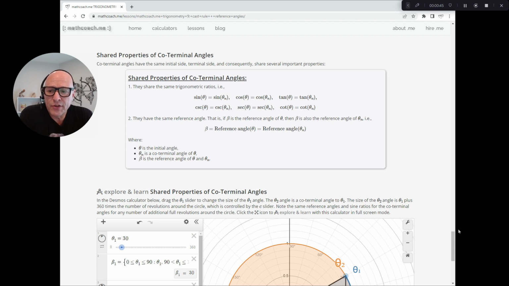First of all, the trig ratios are the same. They return the same value. So the sine of theta and the sine of a coterminal angle, theta n, is going to be the same, and that applies to cosine, tan, and the reciprocal functions as well. Also, they have the same reference angle. So regardless, 45 degrees and 405 degrees will have the same reference angle of 45 degrees.